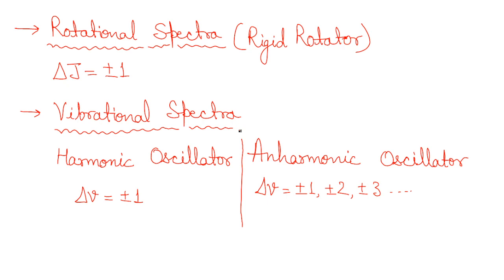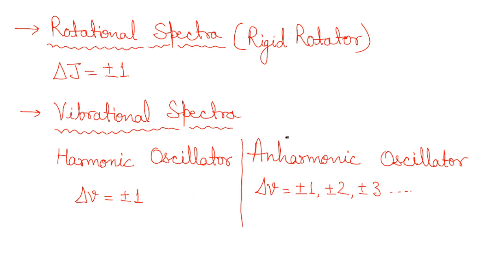Next, if we are going to talk about the next one, that is related to rotational spectra. For the rigid rotator case, you are going to have delta j is equal to plus minus 1 as the selection rule. Clear? And this is for what? For the rotational spectra. But what is this j here? J is the rotational quantum number. J is the rotational quantum number here.